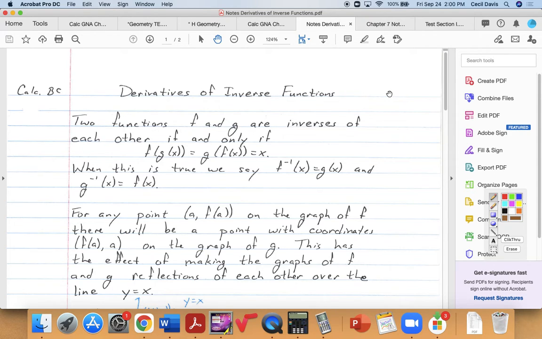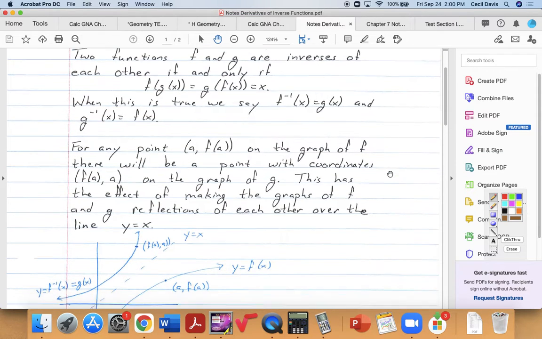I don't think we did that in pre-cal. Okay, so it's been a while. But that's the definition of two functions that are inverses of each other. Sort of like taking half of x and multiplying it times 2. 1/2 x and 2x are inverses of each other. Right? All right. So when this is true, we can say f inverse of x is equal to g of x, and g inverse of x is equal to f of x. They are inverses of one another. It doesn't matter which direction you go.